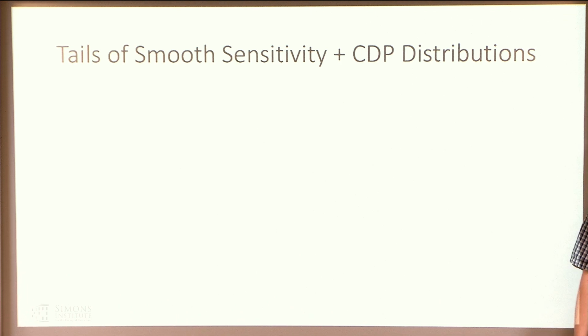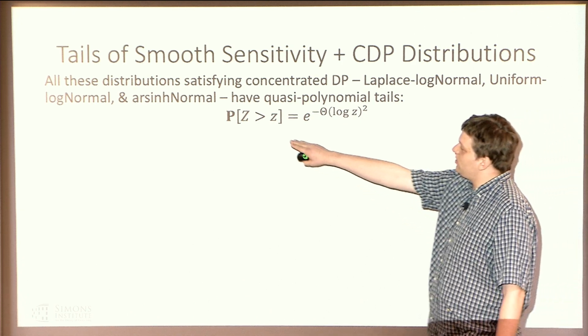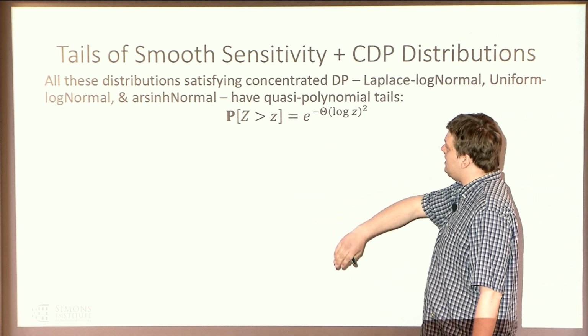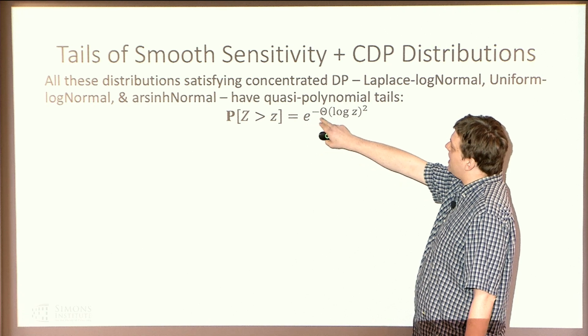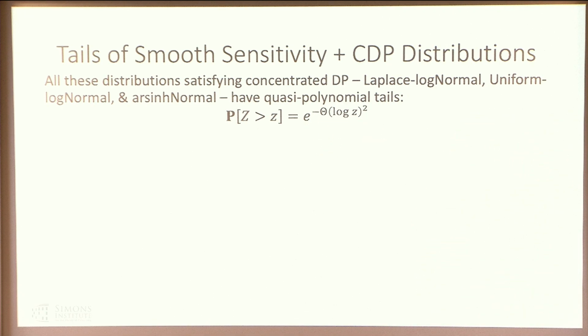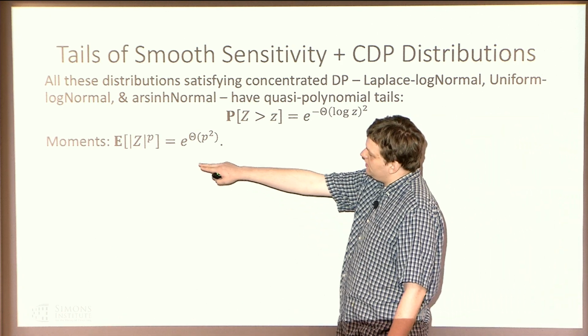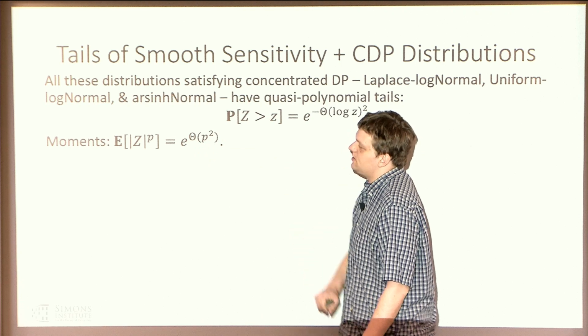Okay, one more thing I want to mention is that we need to look at the tails of these distributions. All these distributions that I've mentioned have tails that are quasi-polynomial. That means if I look at the probability that my noise exceeds some threshold z, it's going to be something like e to the minus log of z squared. And we get an analogous bound on the moment. So the pth moment of the distribution is going to be something like e to the p squared.